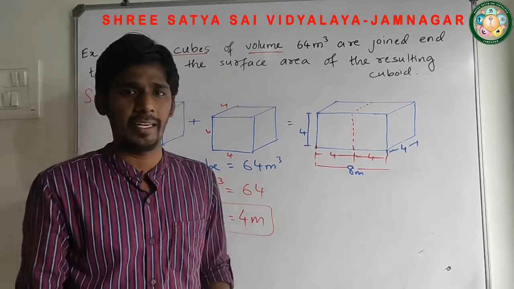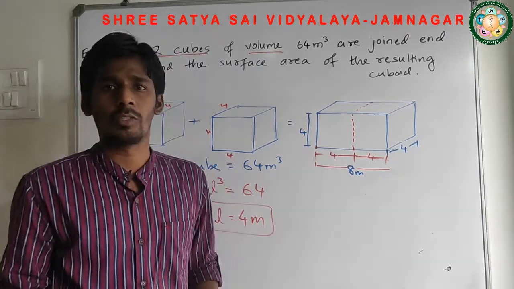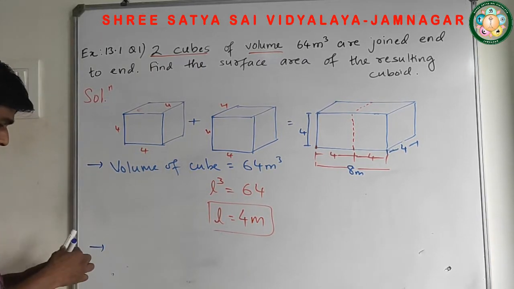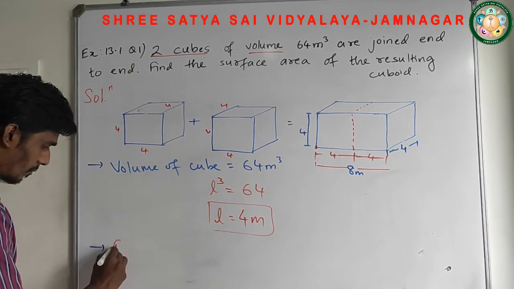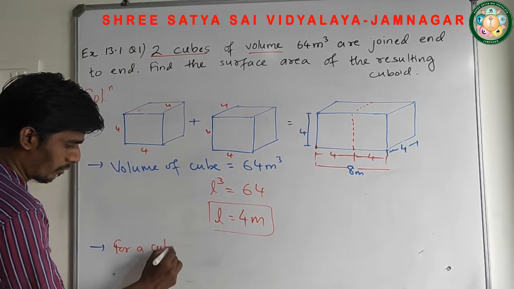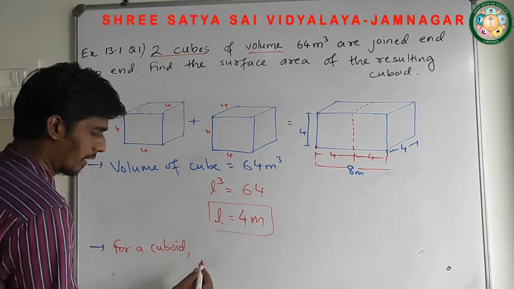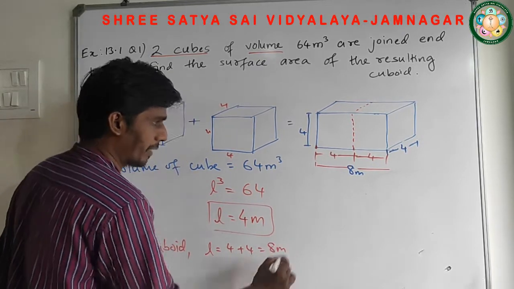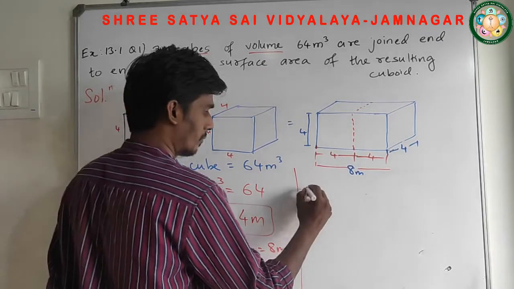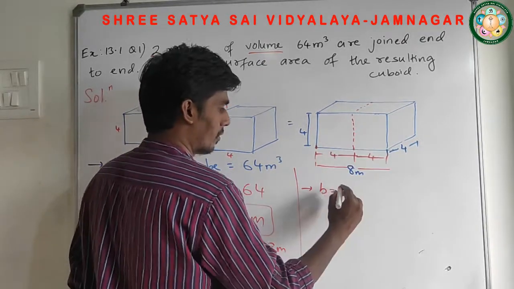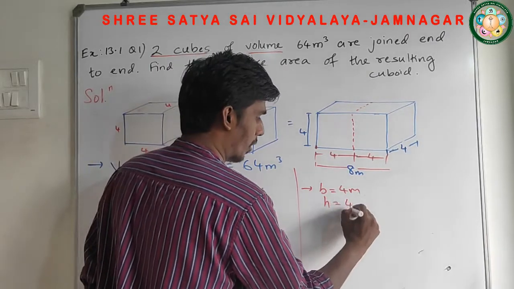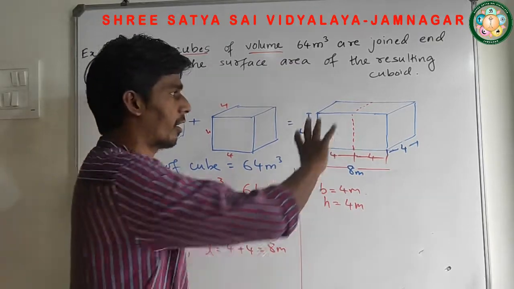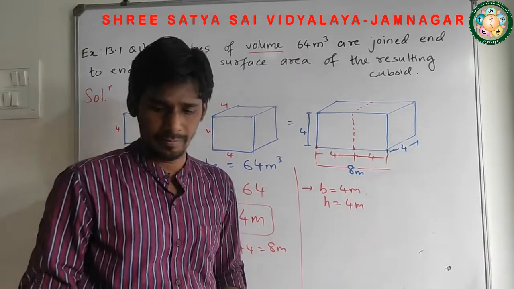If I know the length, breadth and height of a cuboid, then it is possible to find its total surface area. So let's write down this data here. For a cuboid, length is 4 plus 4, it's 8 meter. Breadth is 4 meter. Height is 4 meter. Now I got length, breadth and height. I have to find the total surface area of this cuboid. That is our question.